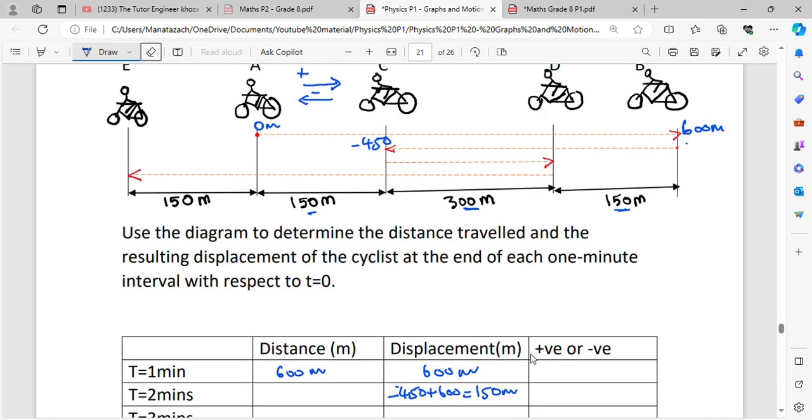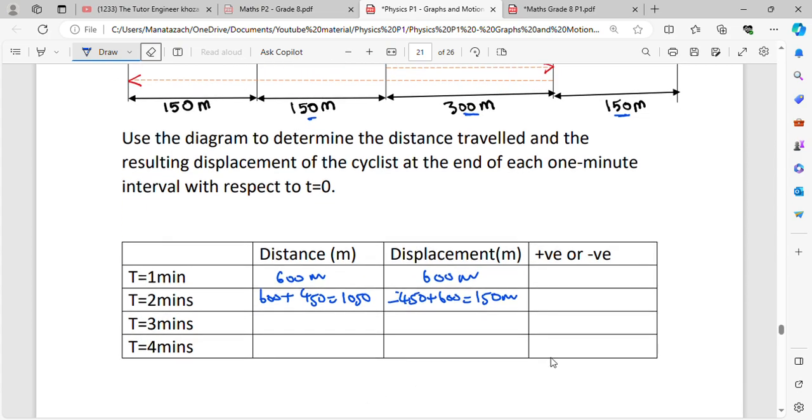But for a distance, you don't regard the signs. The distance is always positive. So for a distance, you'll just say 600 plus 450. So the 450 becomes positive. The sign is always positive for a distance. That's the difference when you're calculating a distance compared to a displacement. Okay, so let's also complete this column. The displacement is positive here, and the displacement is positive here.